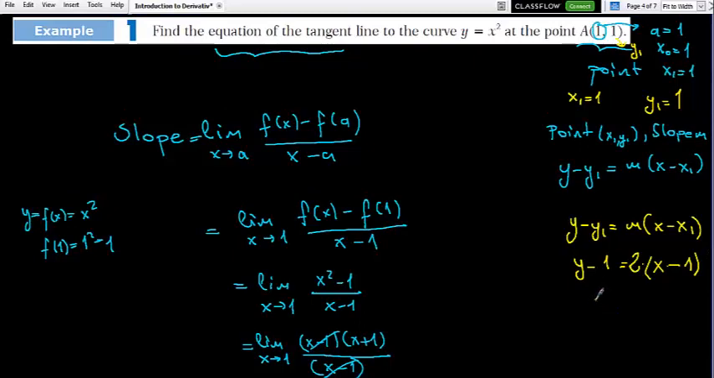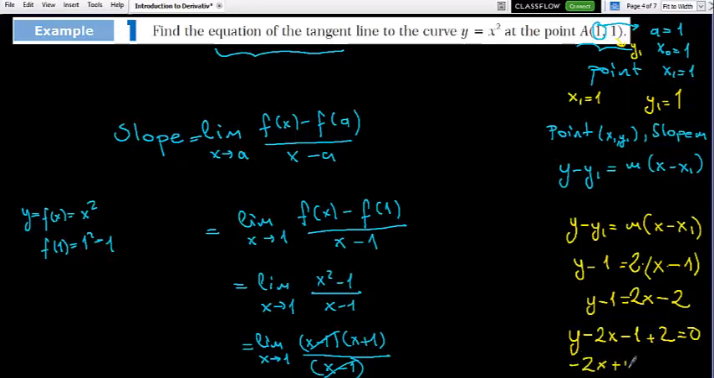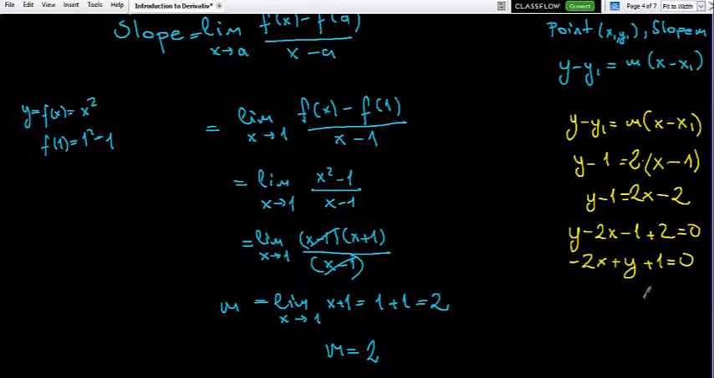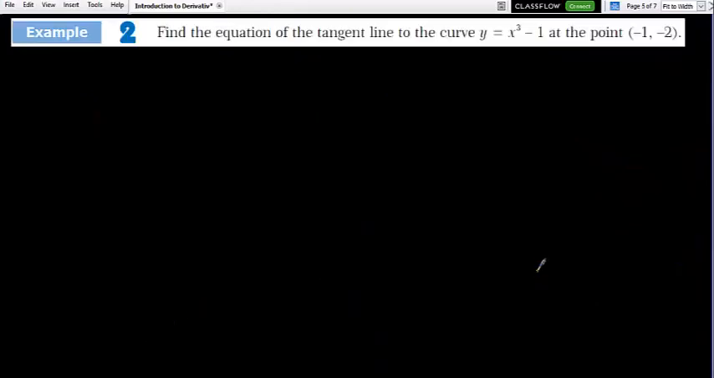Then y minus 1 is equal to 2x minus 2, and y minus 2x minus 1 plus 2 is going to be equal to 0, or minus 2x plus y plus 1 is equal to 0. That is the equation of the tangent line passing through the point 1, 1 with slope 2. In another word, I can write this as 2x minus y minus 1 is equal to 0. Here we have a similar question.